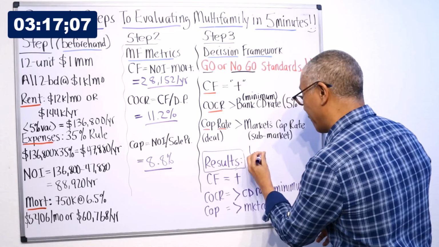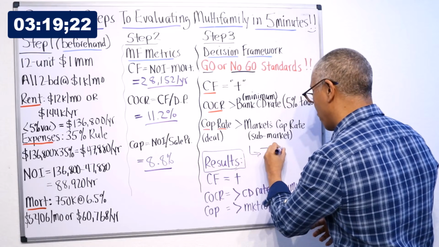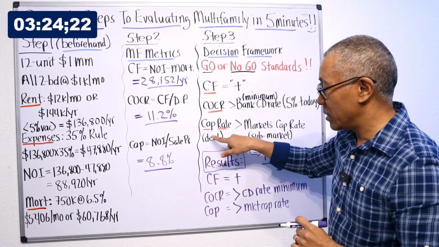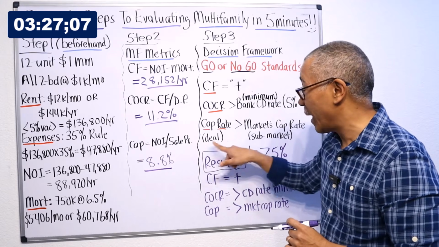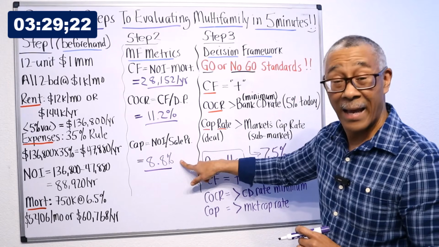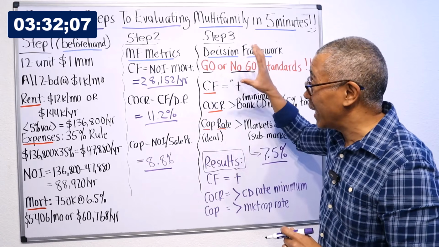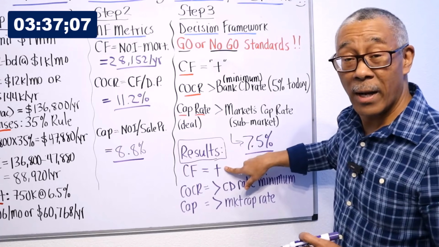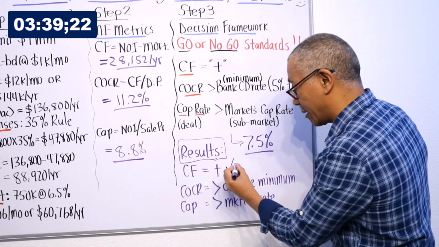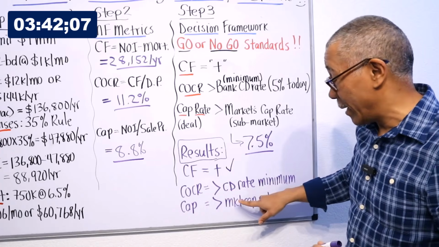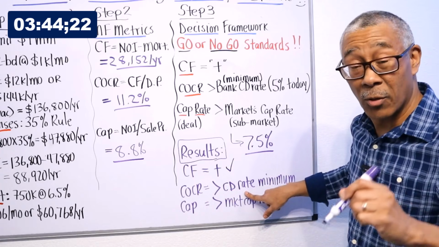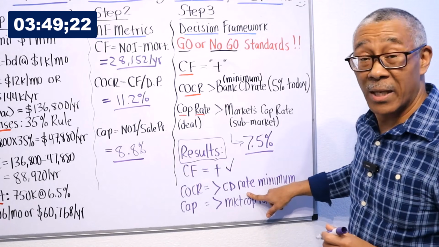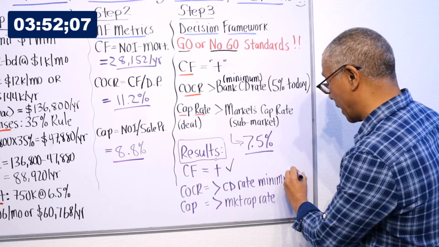It was 7.5%. That's what these properties sold for. So you want your deal cap rate, which is this here, greater than the market cap rate, and it passes. So these are the 3 go or no-go standards. Standard number 1, cash flow positive, check. Cash-on-cash return greater than the CD. Remember, this is your minimum. So what is your standard? Is it 10%? Is it 8%? 6%? But your minimum has to be greater than the CD rate. So this checks off the mark.